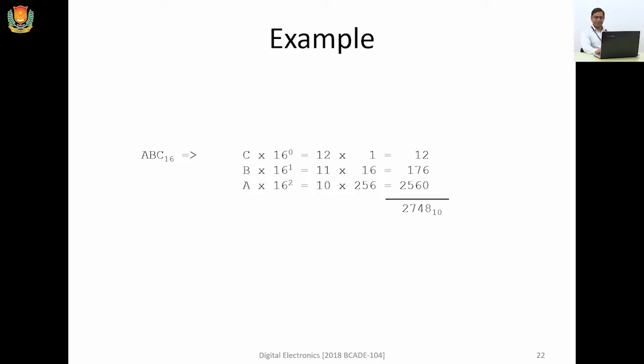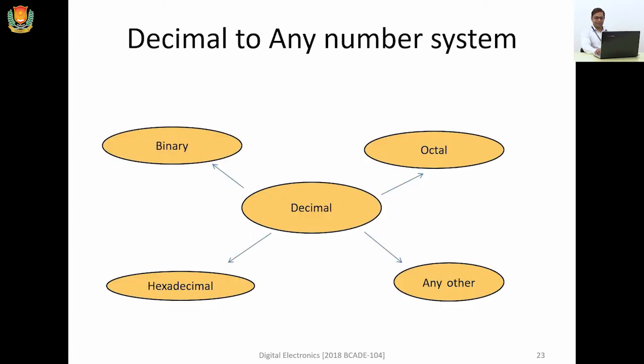So the procedure is the same. C is multiplied by 16 to the power 0, B is multiplied by 16 to the power 1, and A is multiplied by 16 to the power 2. A is considered as 10, B is 11, C is 12, D is 13, E is 14, and F is 15. So we just total. The total is 2748 in decimal number system. It means ABC in hexadecimal is equivalent to 2748 in decimal number system.